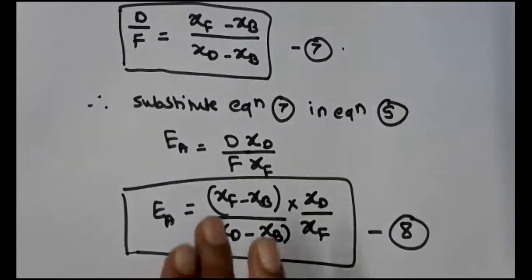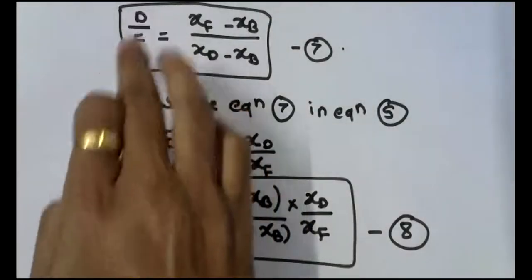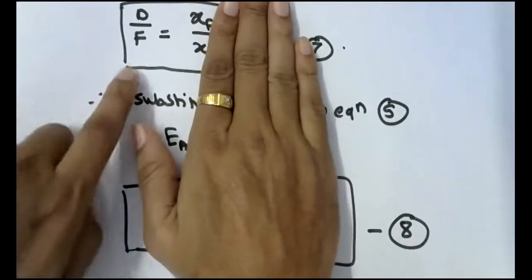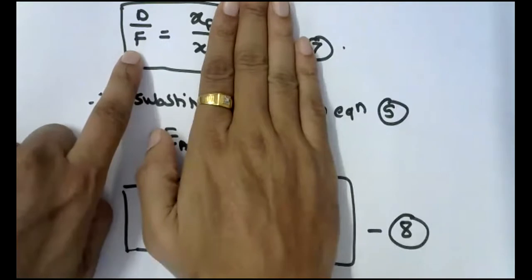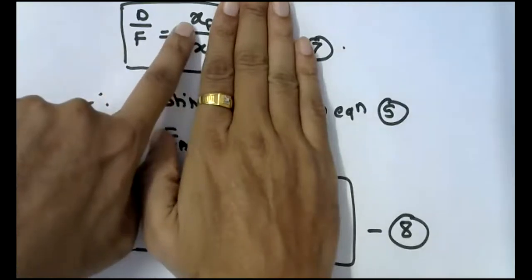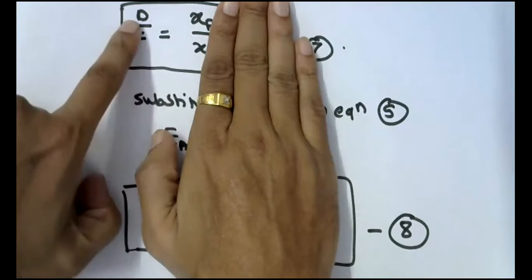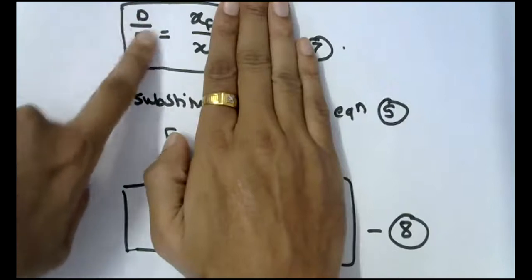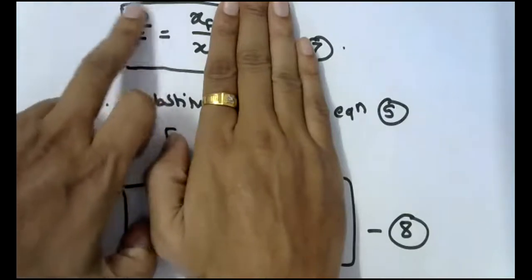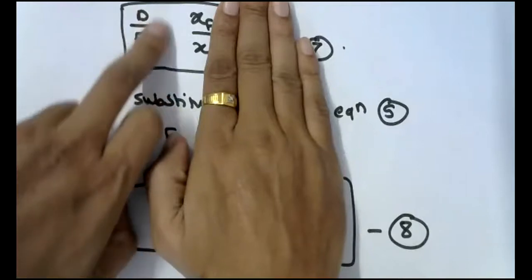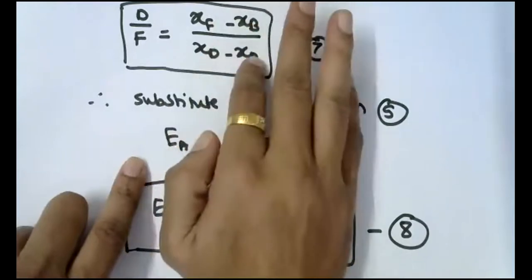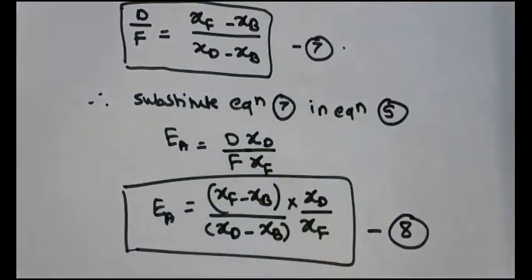Now the simple way to understand D by F is to write the mass fraction of the term in the denominator in the numerator, xF, the mass fraction of the term in the numerator in the denominator, xD, and subtract the mass fraction of the term which is not present in this. The term which is not present here is xB, so subtract that from both. In this way we can calculate the effectiveness based on oversize.